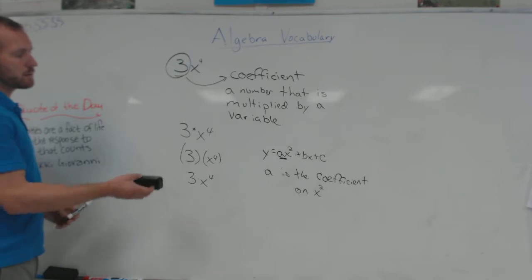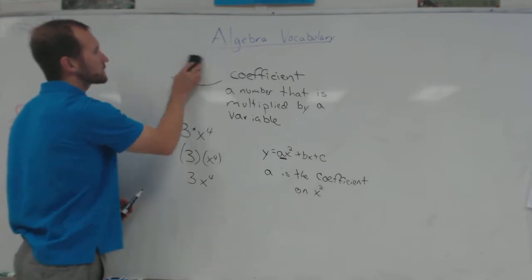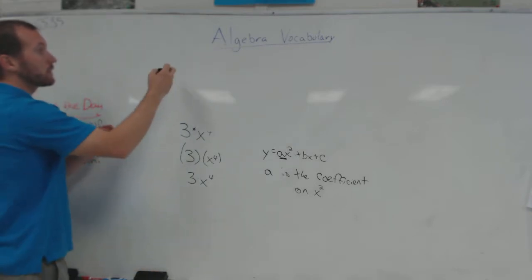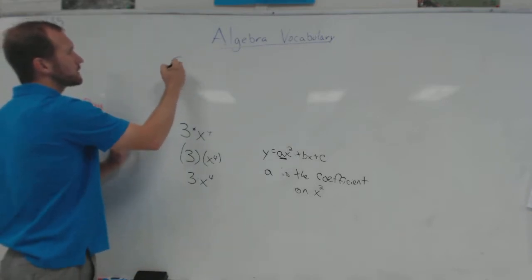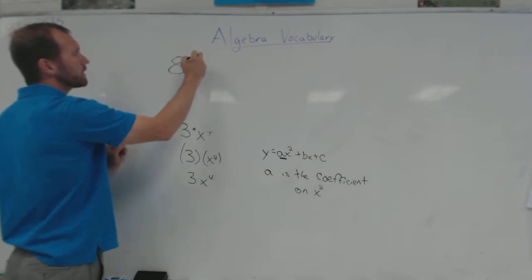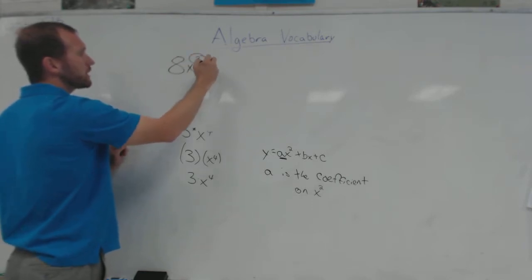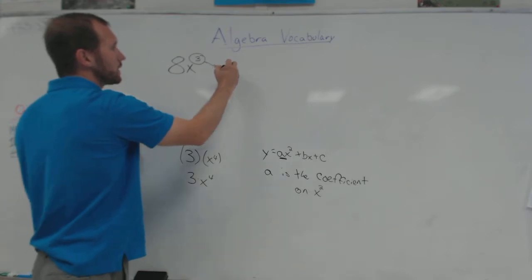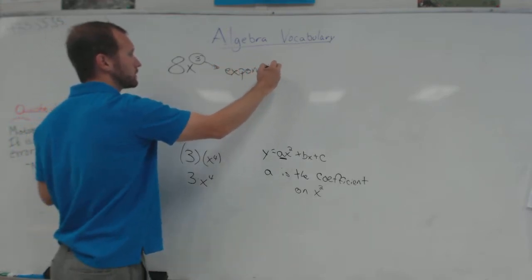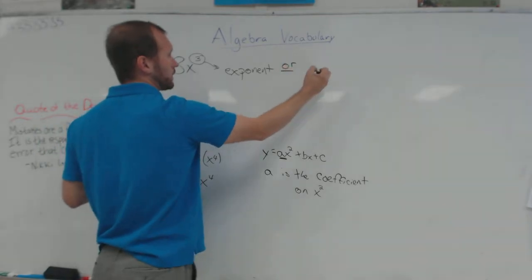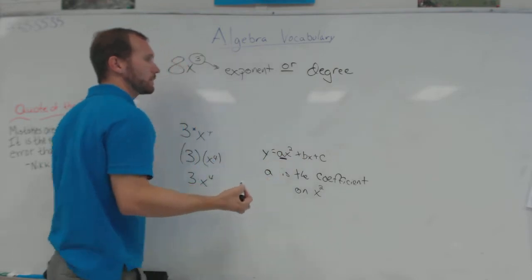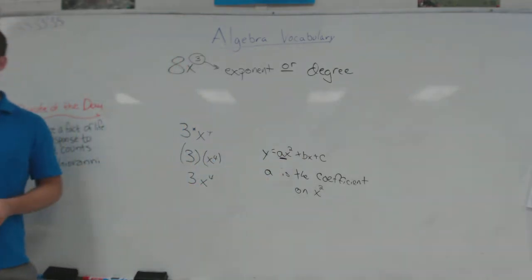So what do we get when we start? Oh, actually, there's one more thing I want to talk about. If we look at something like 8x to the third, the 3, this is called either our exponent or the degree of the equation. Okay.